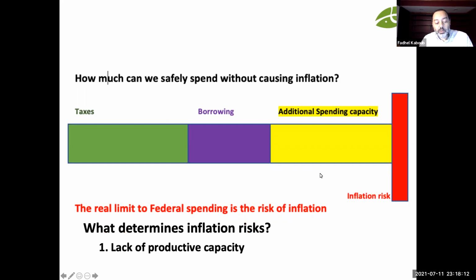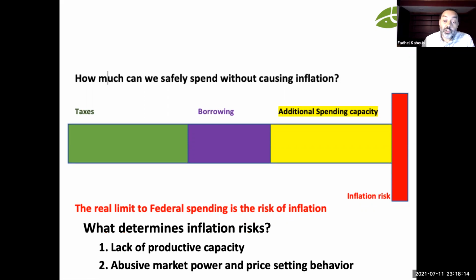And from an MMT perspective, the risk of inflation is determined by, number 1, a shortage of productive capacity. In other words, if we run out of physical resources, skilled labor, material, technology, and the government continues to spend, then yes, it will cause inflation.